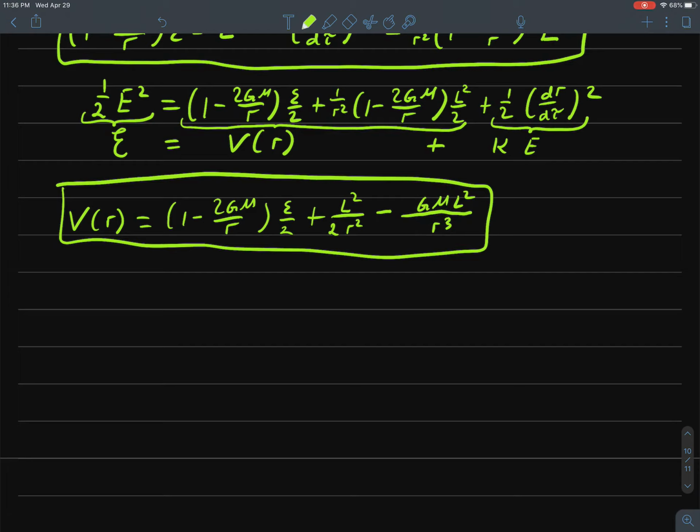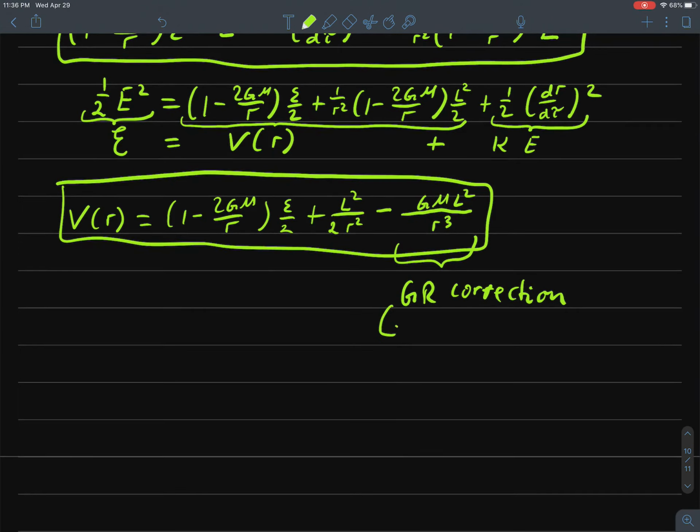Okay, so this piece here is what you get from GR. This last piece gives you all the correction pieces. It gives you the bending of light, the correct value for that. This gives you the correct orbits, and this gives you the correct perihelion precession of Mercury. It's all contained in this last piece.